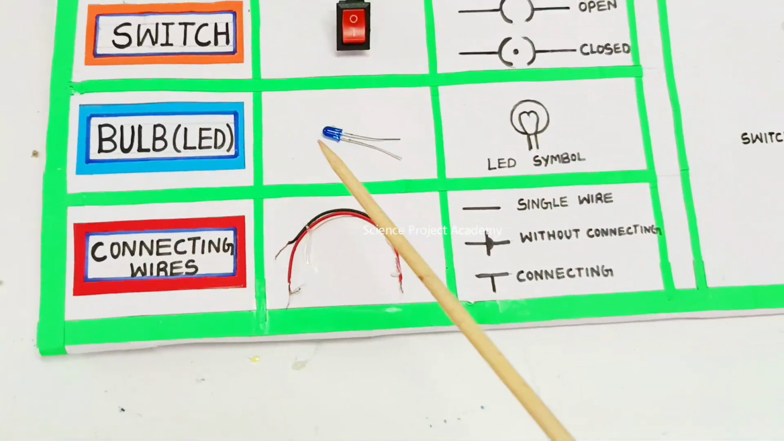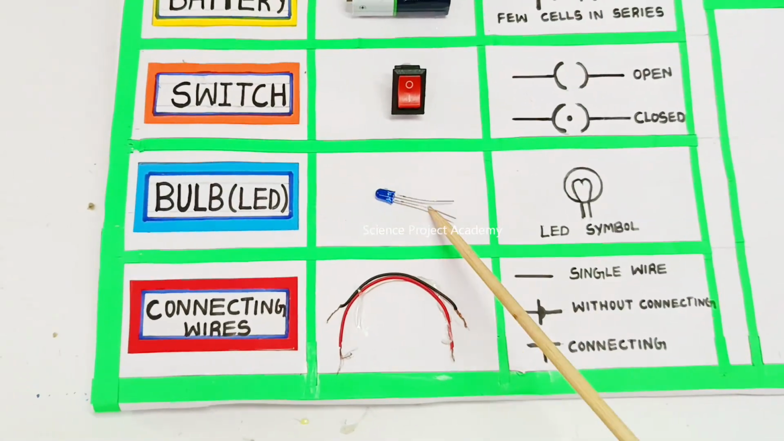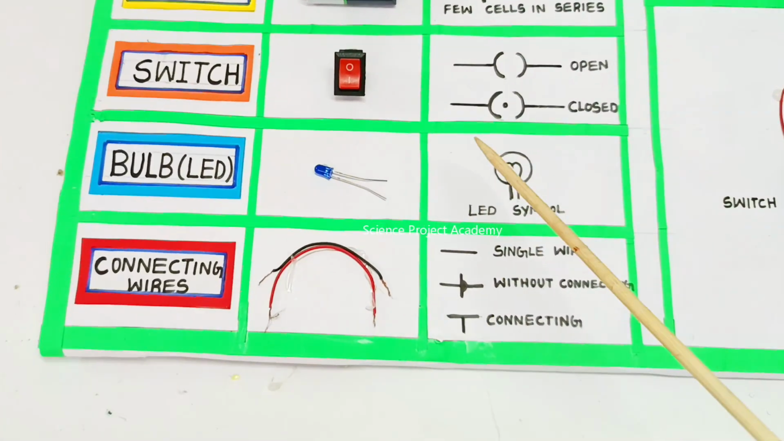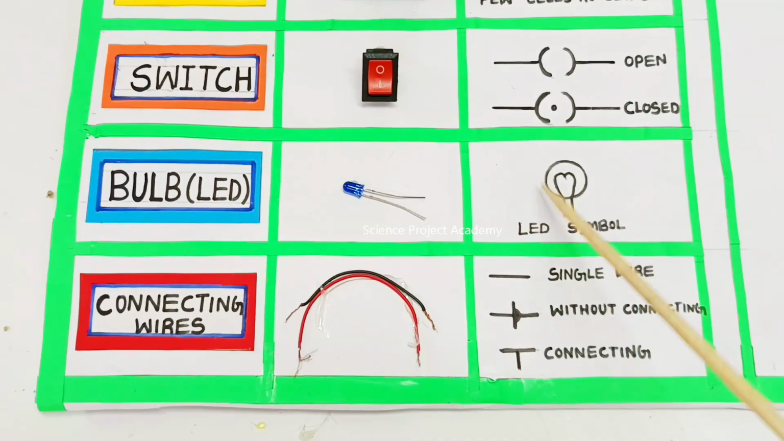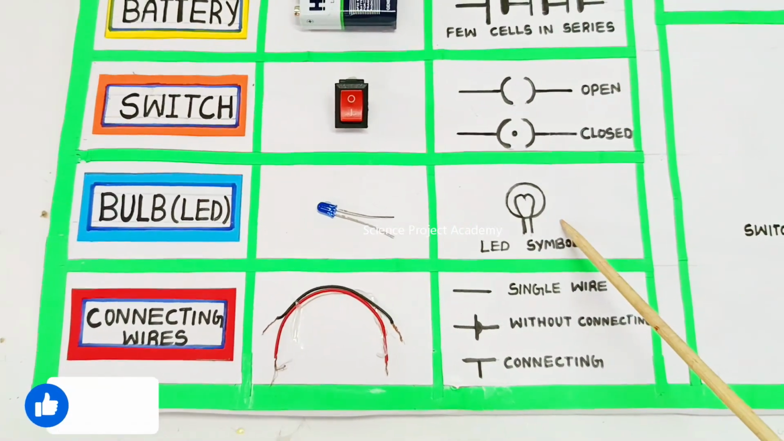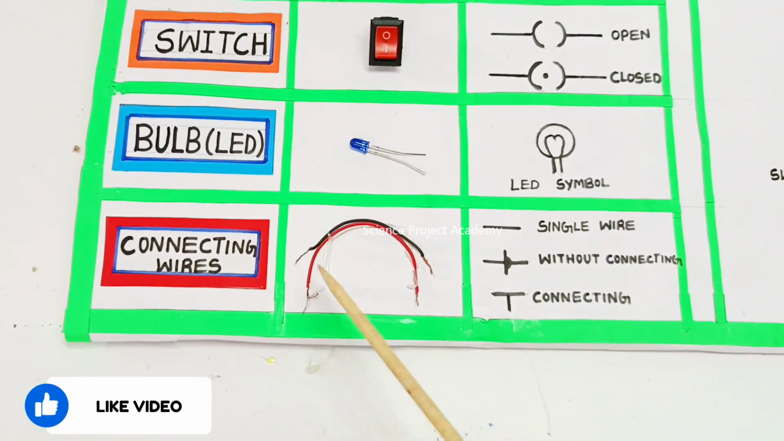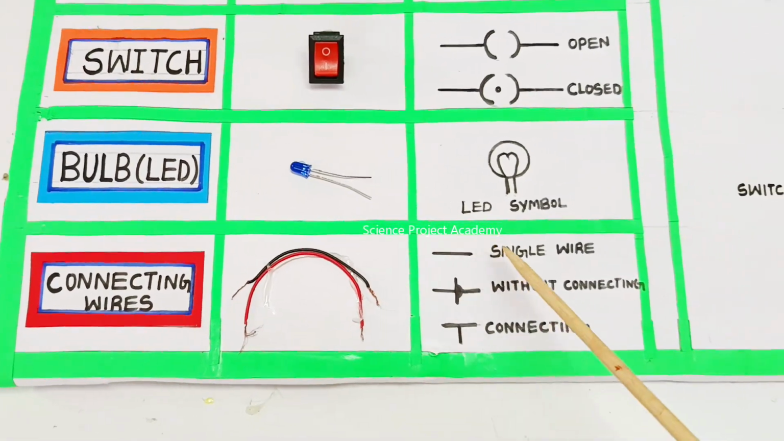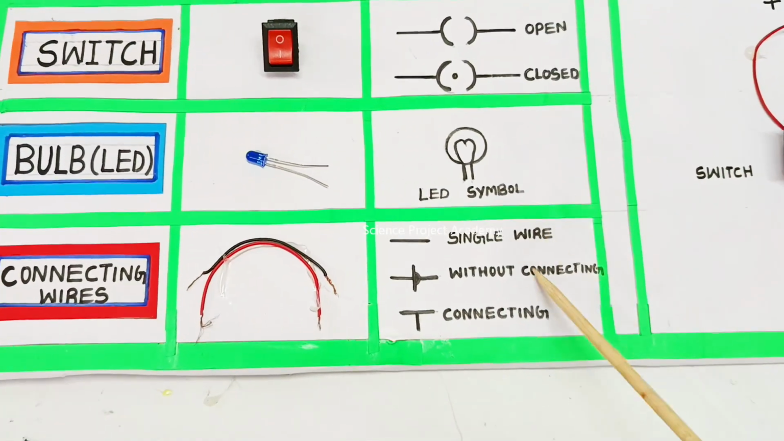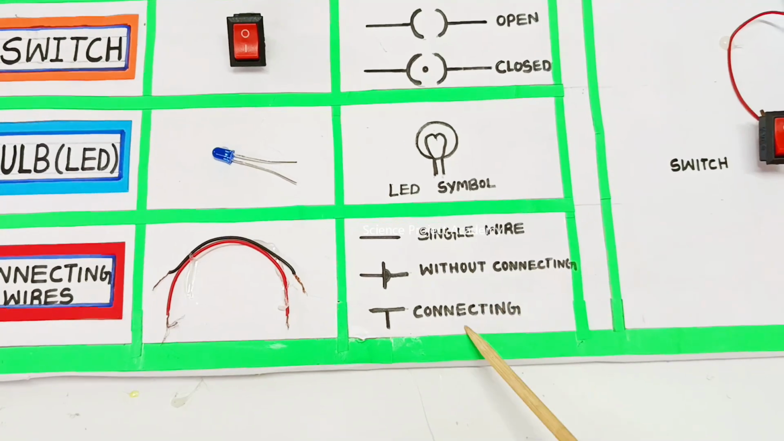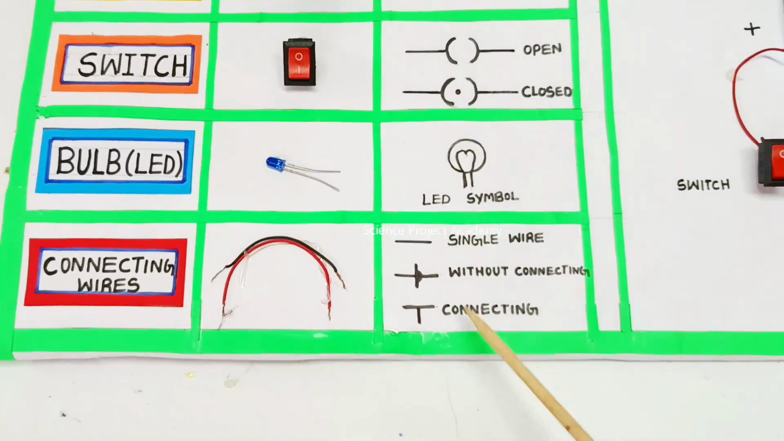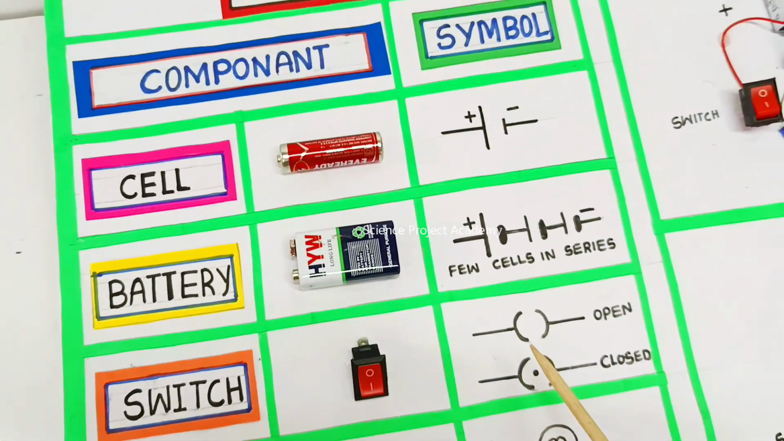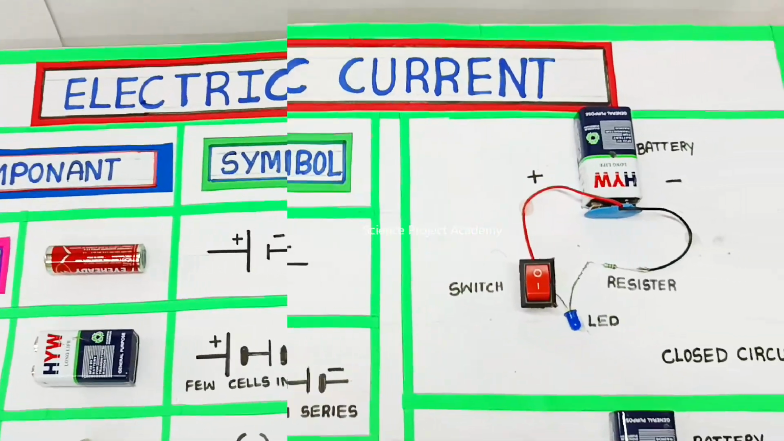And we represent the bulb, which in this case is an LED because we are working on DC. This is how we represent the LED symbol. And we have also represented the connecting wires. These are the various connecting wires we use in most of our projects: a single wire, wires without connection, and wires with connection. These are the symbols we have represented in this electric circuit.